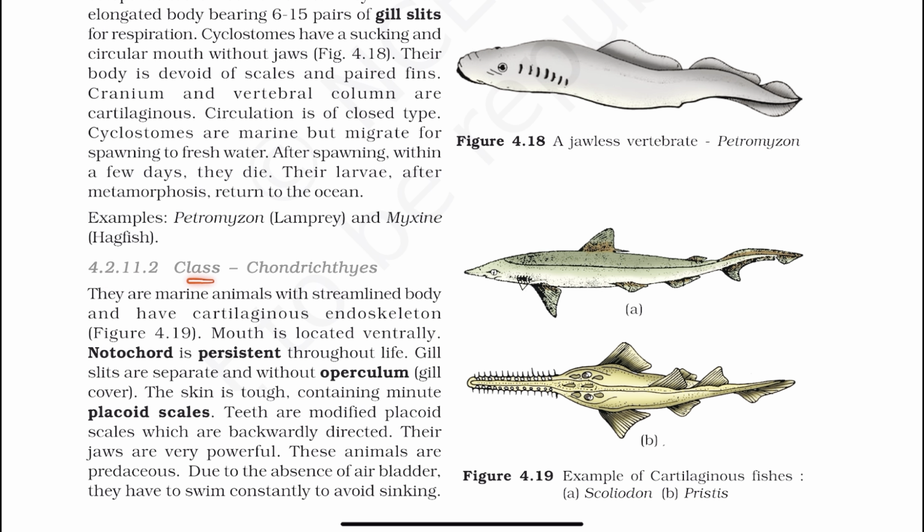4.2.11.2 Class: Chondrichthyes. They are marine animals with a streamlined body and have a cartilaginous endoskeleton. Figure 4.19. Mouth is located ventrally. Notochord is persistent throughout their life. Gill slits are separate without operculum, gill cover. The skin is tough, containing minute placoid scales. Teeth are modified placoid scales, which are backwardly directed. Their jaws are very powerful.